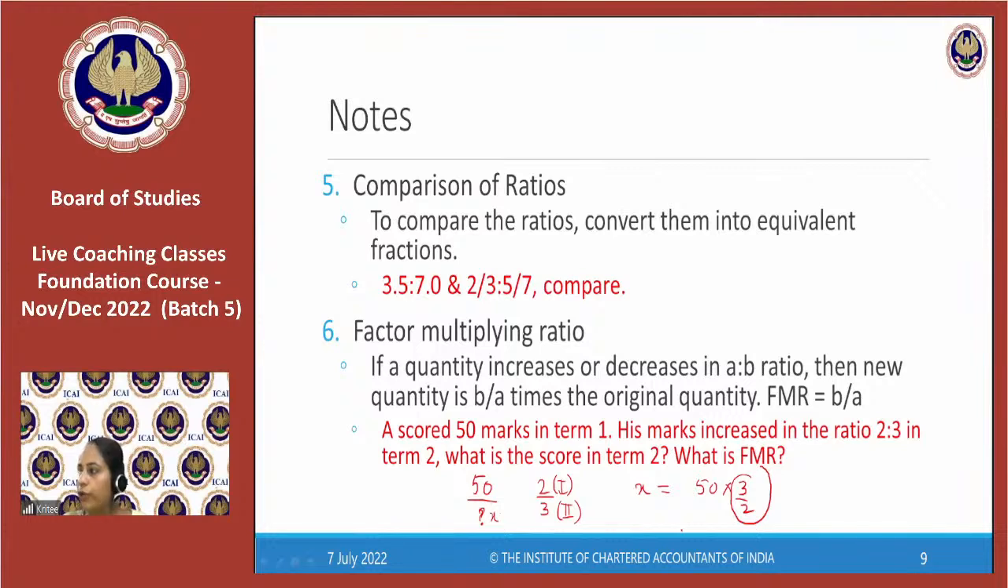If your value or quantity is increasing or decreasing in an A/B ratio, then the original quantity will be multiplied with the inverse of that ratio to get the new quantity. And hence that inverse will be taken as the factor multiplying ratio. That's 75, Anjali. Okay. For those who are asking in Hindi, I'll repeat this concept in Hindi for you.